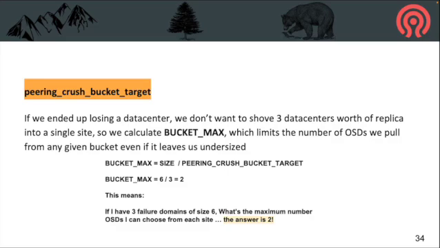And the formula for this is pretty simple. Bucket max is equal to the size divided by peering cross bucket target. In words, if I have a size of 6 and peering cross bucket target should be 3, it means that if I have 3 failure domains and size 6, then what's the maximum number of OSDs I can choose from each site? And the answer is 2.